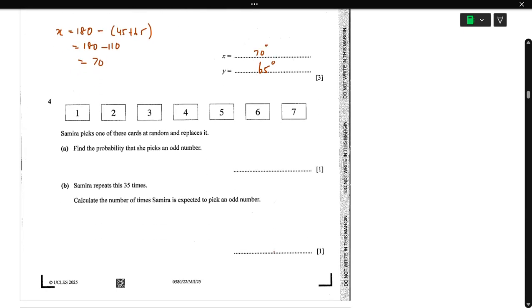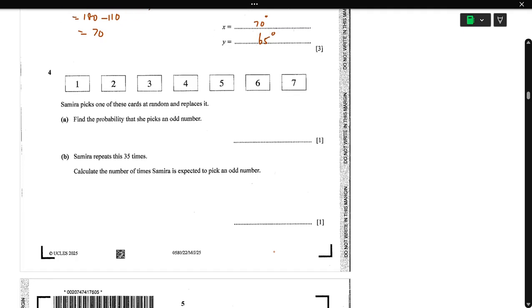Okay, the next part. The numbers 1 to 7 are given. Samira picks one of these cards at random and replaces it. Find the probability that she picks an odd number. The odd numbers are 1, 3, 5, 7. There are 4 numbers out of 7, so 4 over 7 is the probability of an odd number.